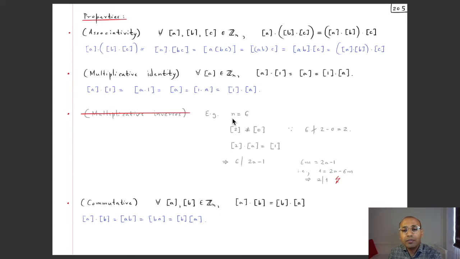Now we will see that for special n, in fact if n happens to be a prime number p, then every non-zero element in Zp does have a multiplicative inverse. Okay, so we'll prove that in a minute, but for general n's, this is not true.